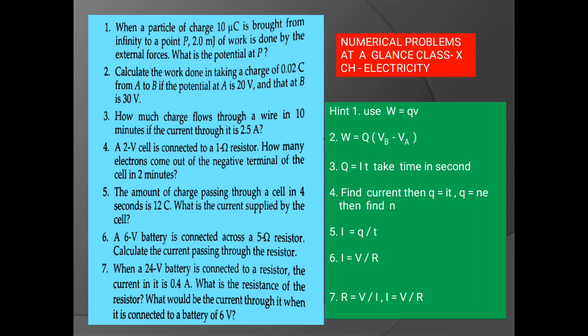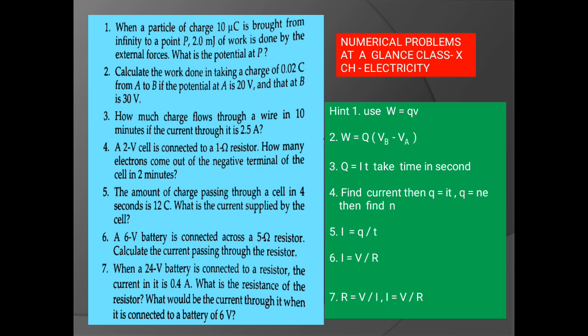Question number 4. A 2 volt cell is connected to a 1 ohm resistor. How many electrons come out of the negative terminal of the cell in 2 minutes? In question 4, find the current. Then Q equal to IT. Then use Q equal to NE. Then finally you find the number of electrons, N equal to Q by E.